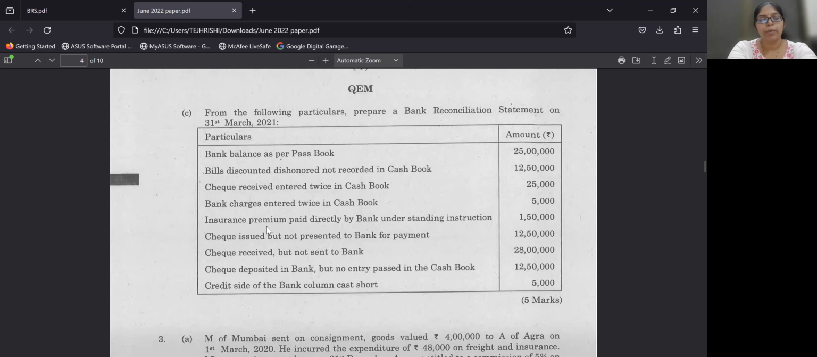Okay, so insurance premium paid directly by bank under standing instruction. So 1,50,000 was debited in the passbook. However, in our cash book, this was not recorded because it was directly paid by the bank. So if it was not there, we are going to add that back, as in the passbook it is already deducted. So 1,50,000.